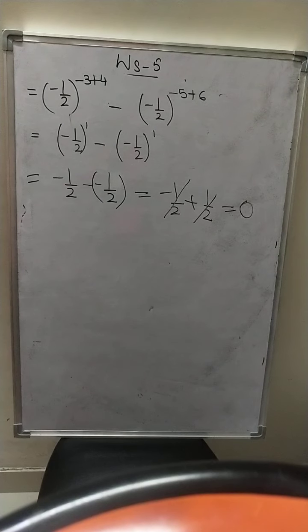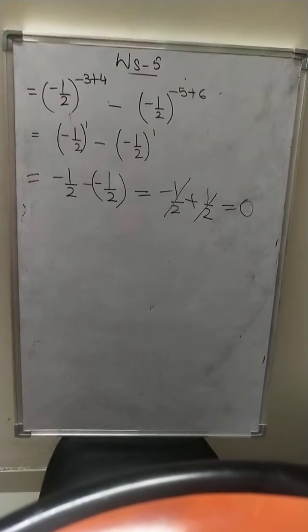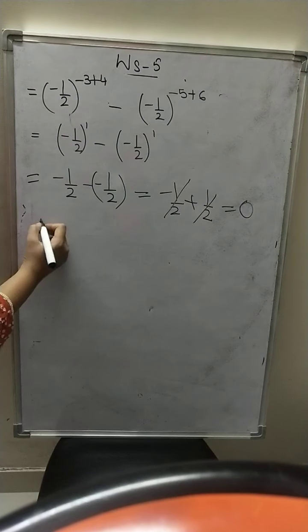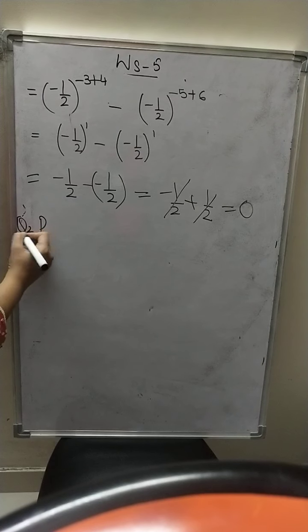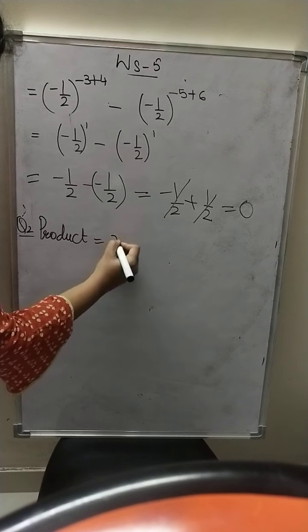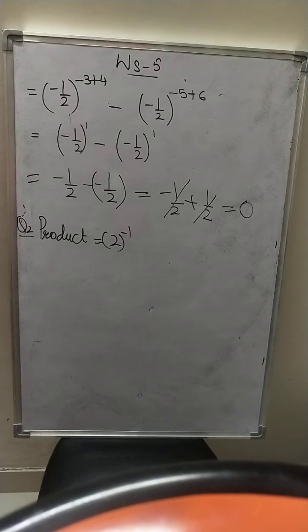Now try to understand question number 2. By what number should we multiply 2 raised to the power minus 5 so that the product may be equal to 2 raised to the power minus 1? By what number should we multiply? Okay, let us first write what product is given. Question number 2 we are solving. So the product is equal to 2 raised to the power minus 1.